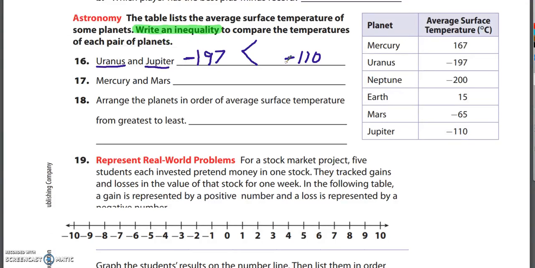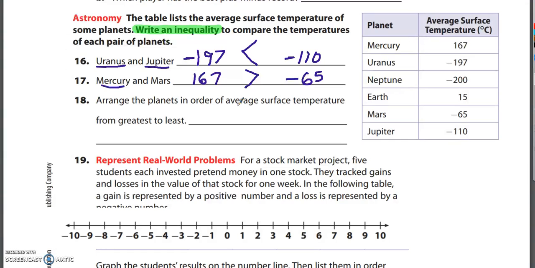Question number 17. Mercury is 167, and Mars is -65. And this is just common sense. All positives are greater than all negatives. So 167 is greater than -65.